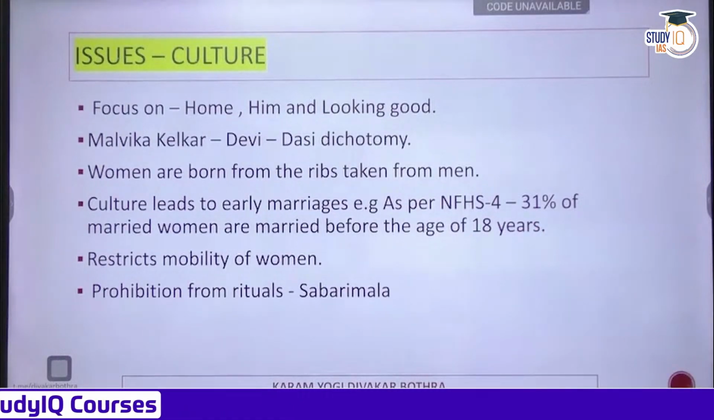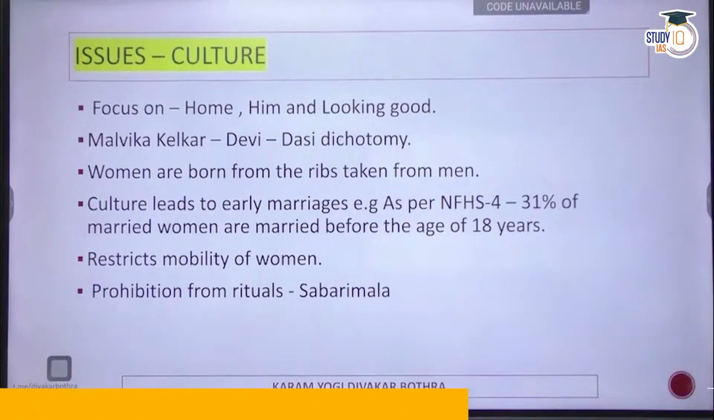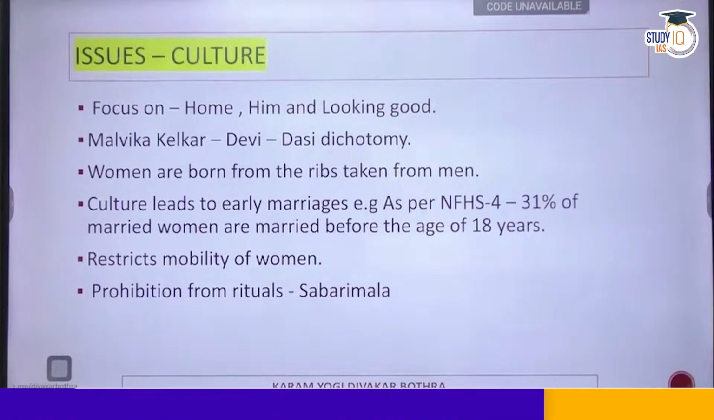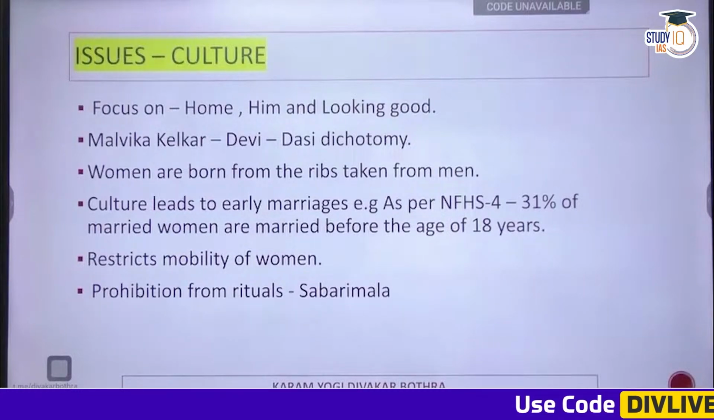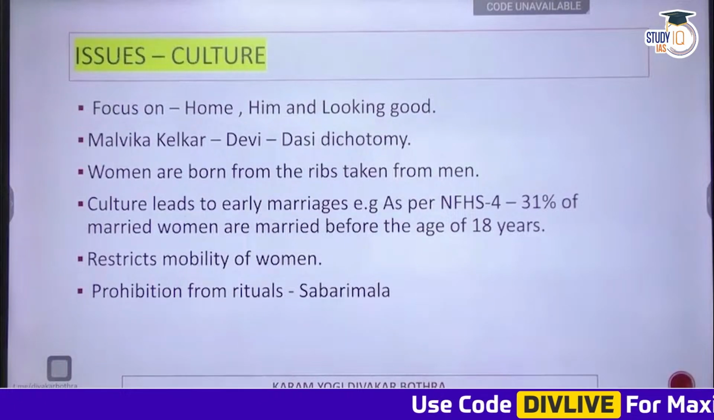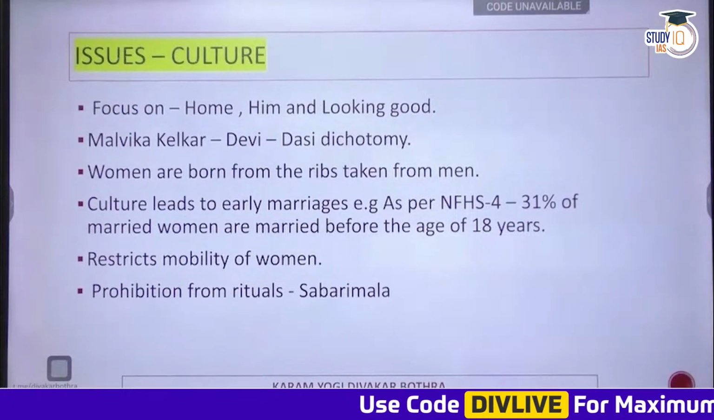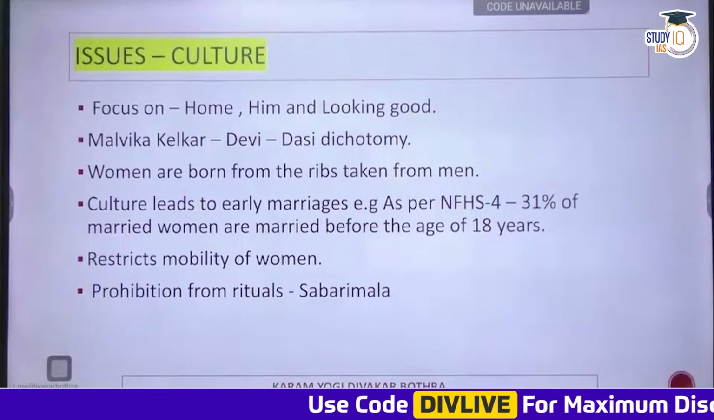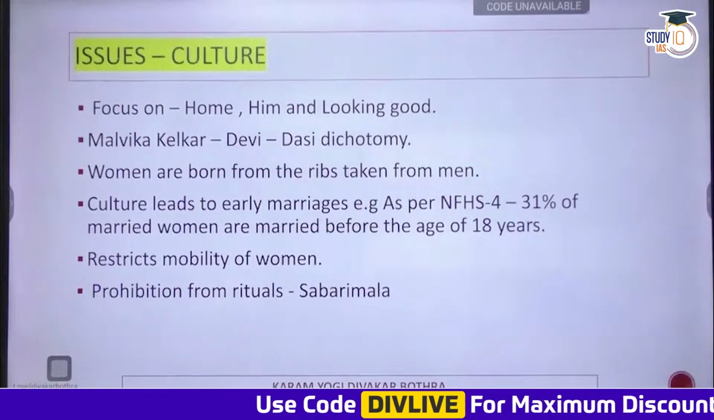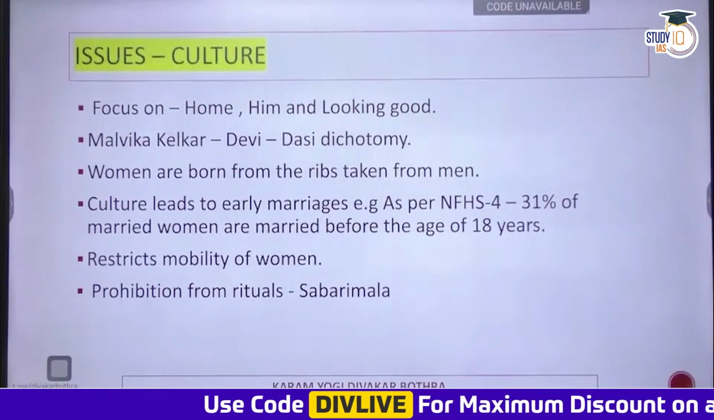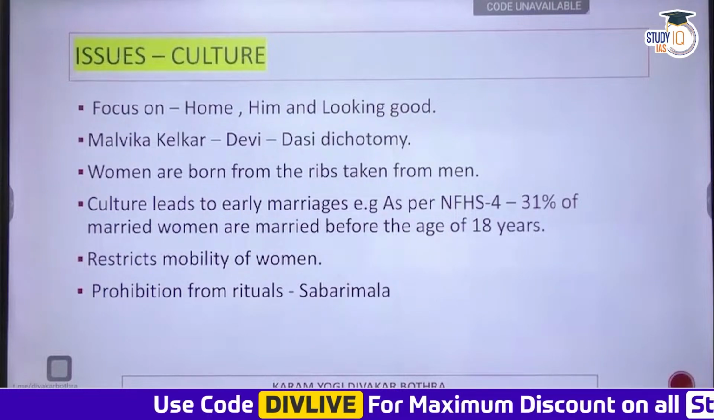The third one, culture in India is also leading to early marriages. Look at the National Family Health Survey 4 data. 31% of married women are married before the age of 18 years. Earlier in the slide, UNICEF said 27%. National Family Health Survey says 31%. Suppose we take an average, at least somewhere around 30% of women can certainly be considered as women who got married before the age of 18.